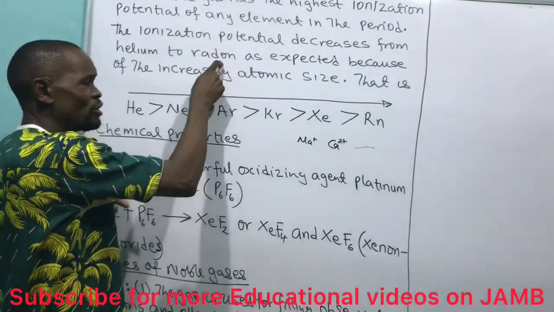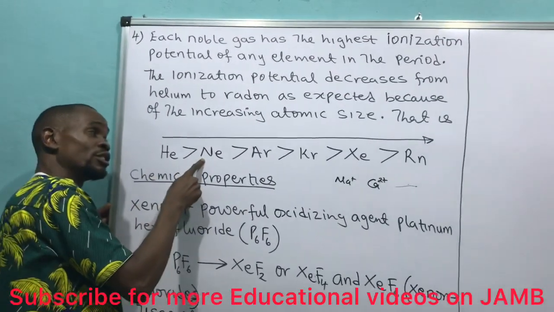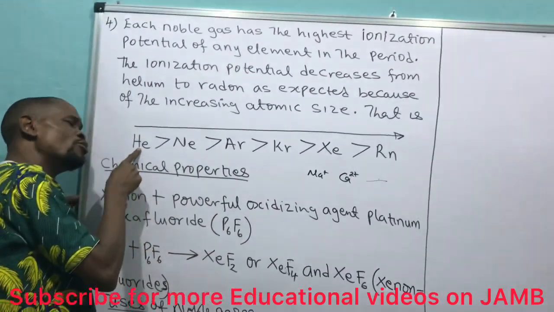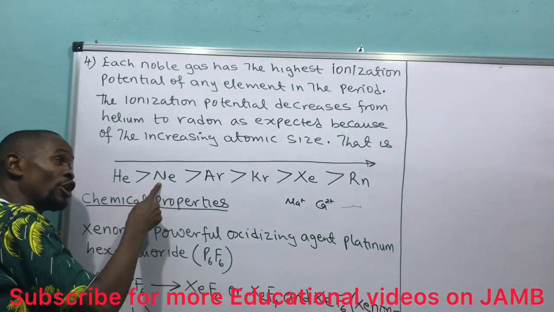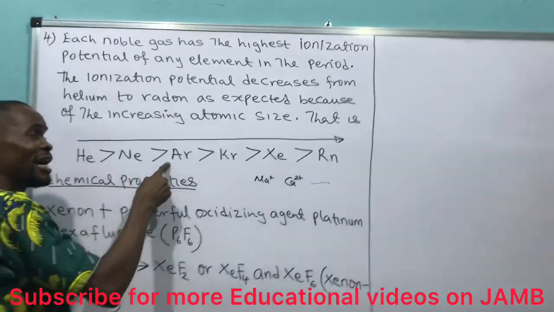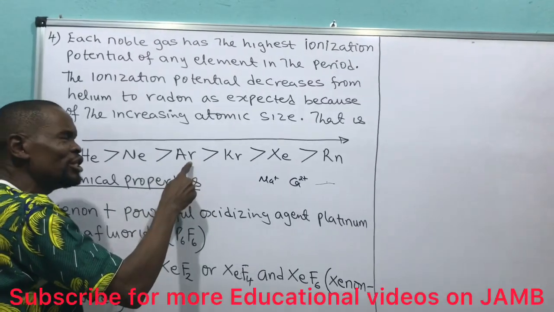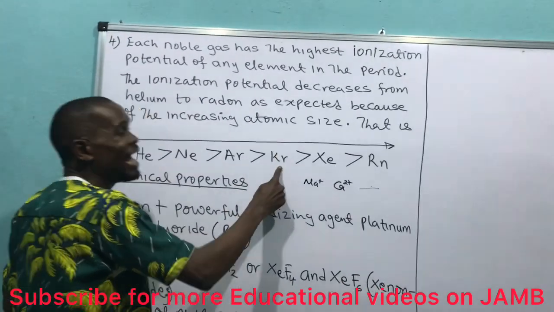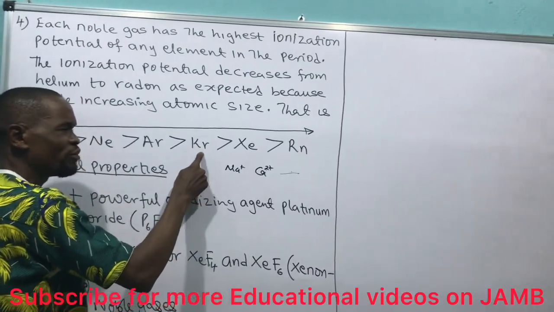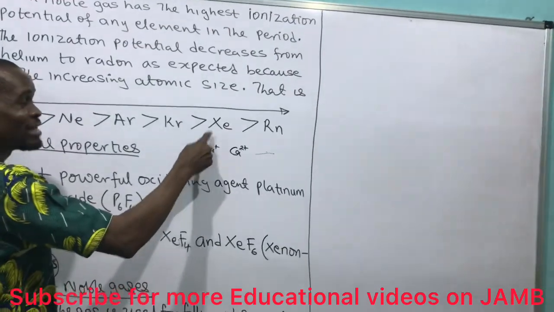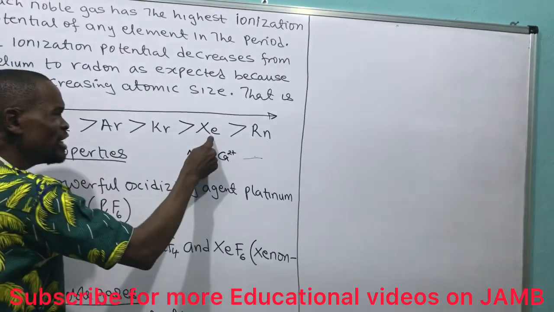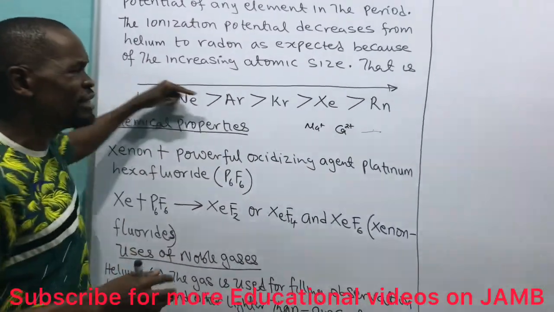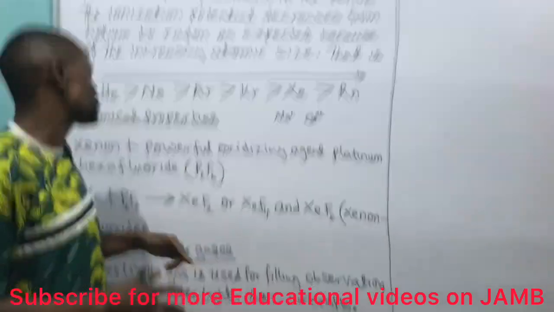Helium is greater than neon, and neon is greater than argon. The ionization energy of helium is greater than the ionization energy of neon, and the ionization energy of neon is greater than that of argon, and the ionization energy of argon is greater than that of krypton, and the ionization energy of krypton is greater than that of xenon, and the ionization energy of xenon is greater than the ionization energy of radium. So this is the order of decrease of ionization energy.